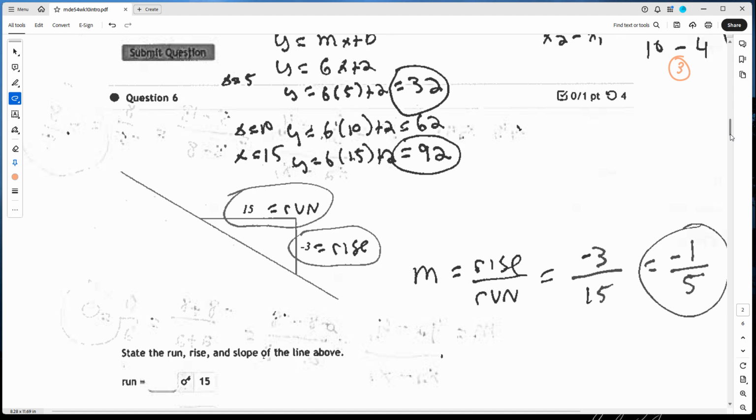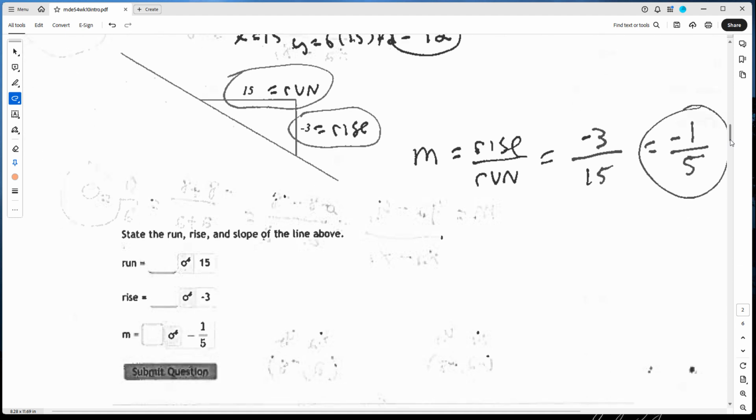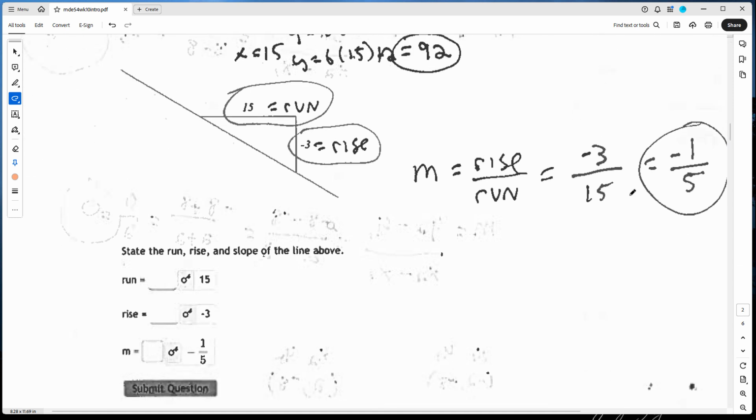Okay. So my run is 15. My rise is -3. And my slope is -1/5.